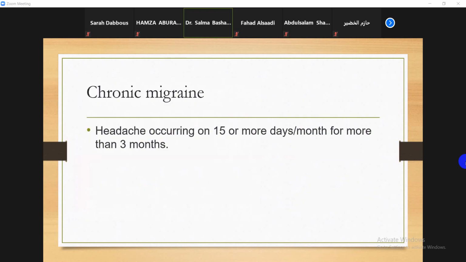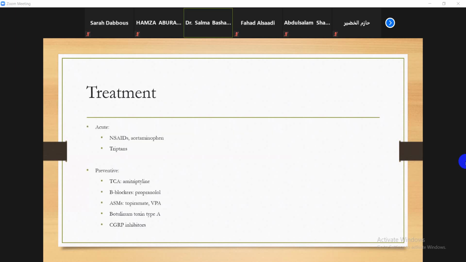How do we define chronic migraine? So it's headache occurring on 15 or more days per month for more than 3 months in duration. So we ask the patient, how many pain days do you have in a month? If it's more than 15 for more than 3 months, this is consistent with chronic migraine. So it's not only the severity that is very important to be determined, but also the frequency of the headache, and this is important in terms of treatment.